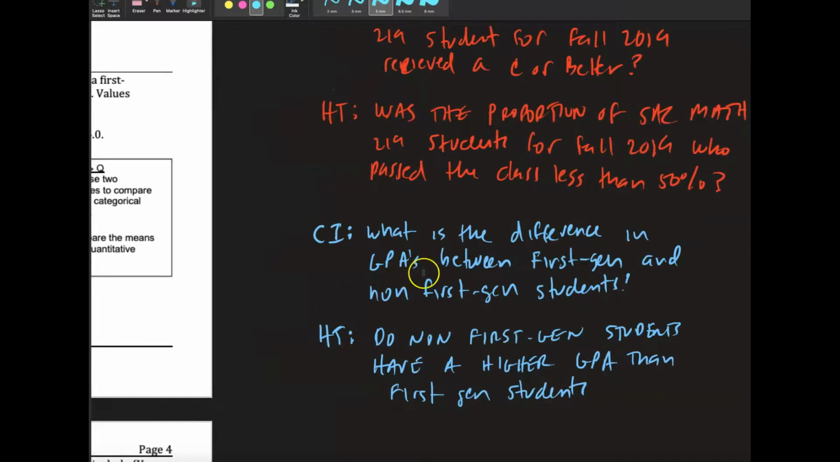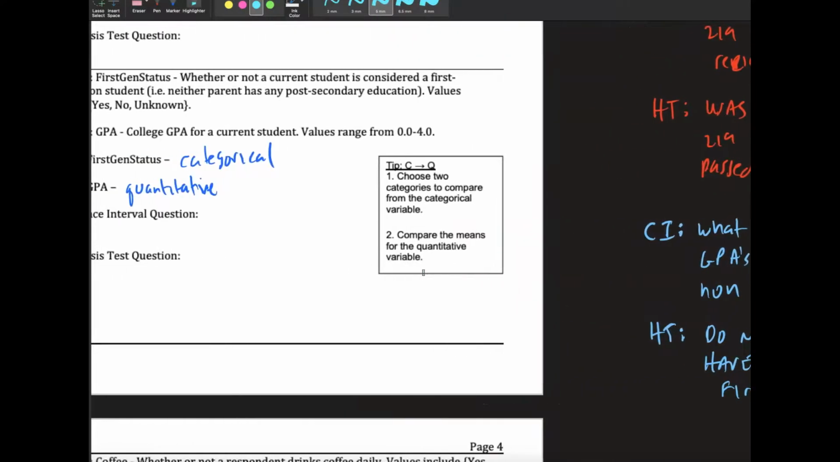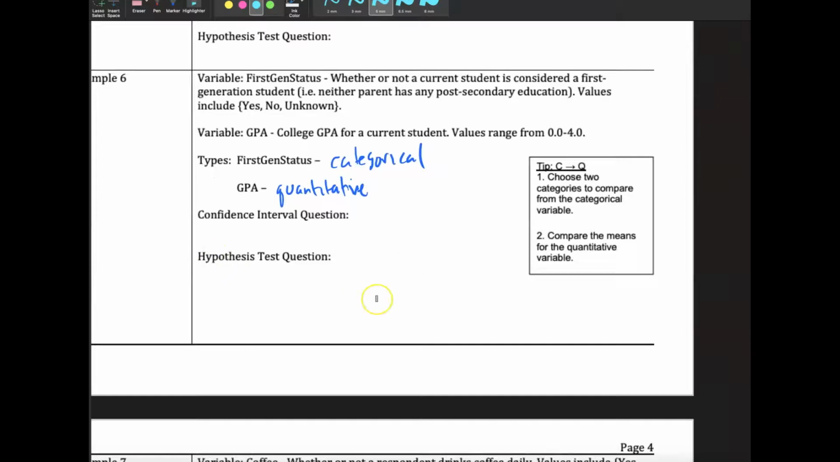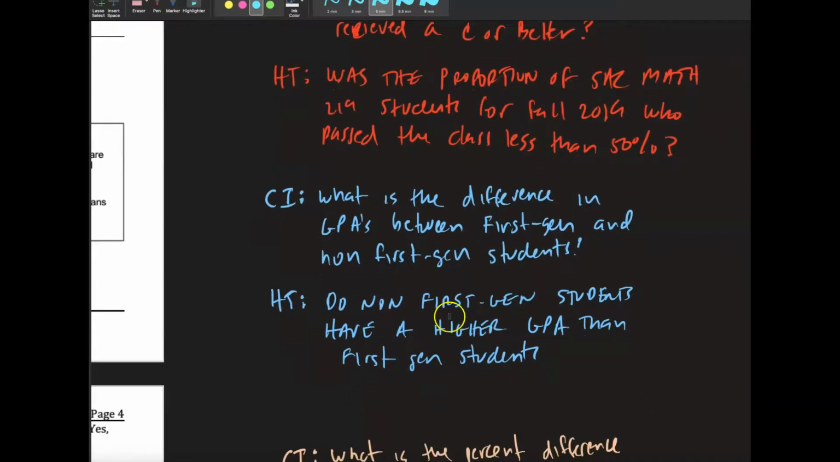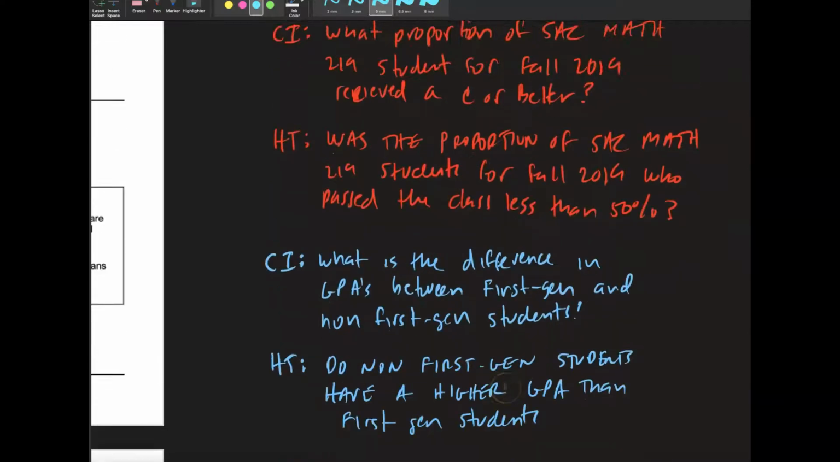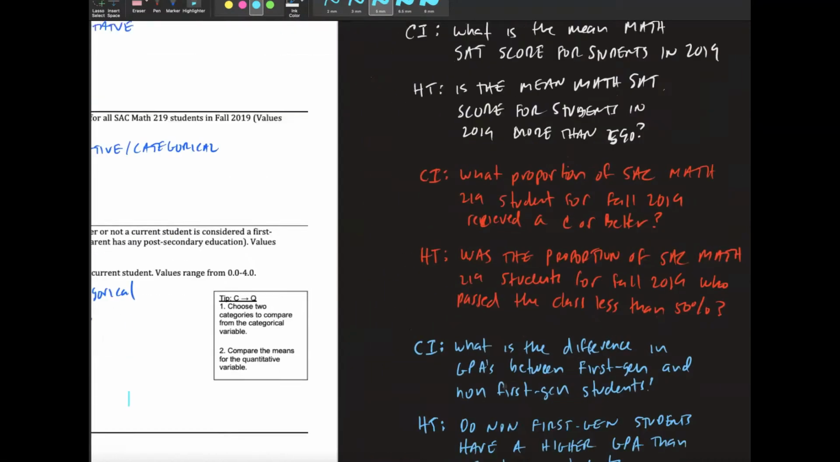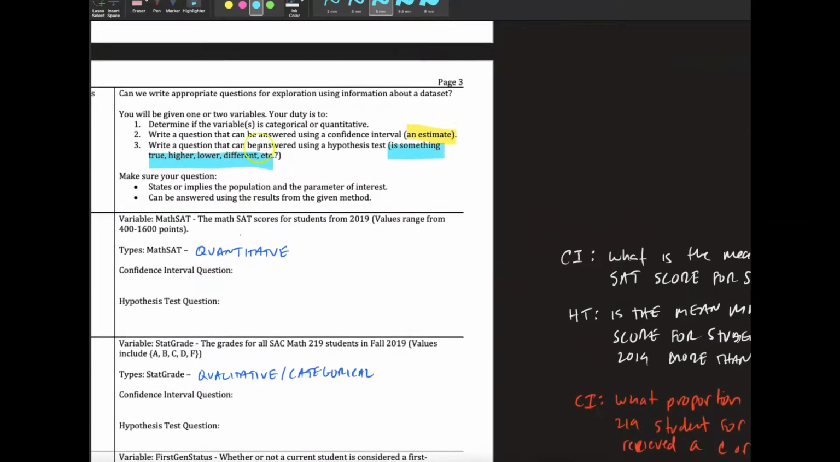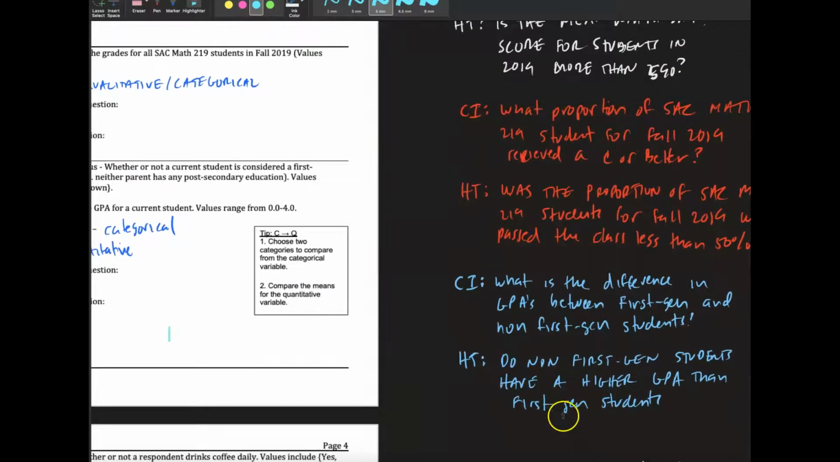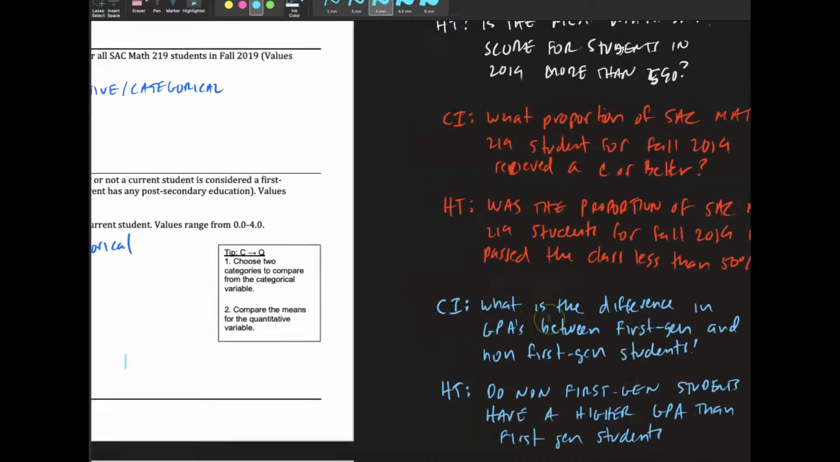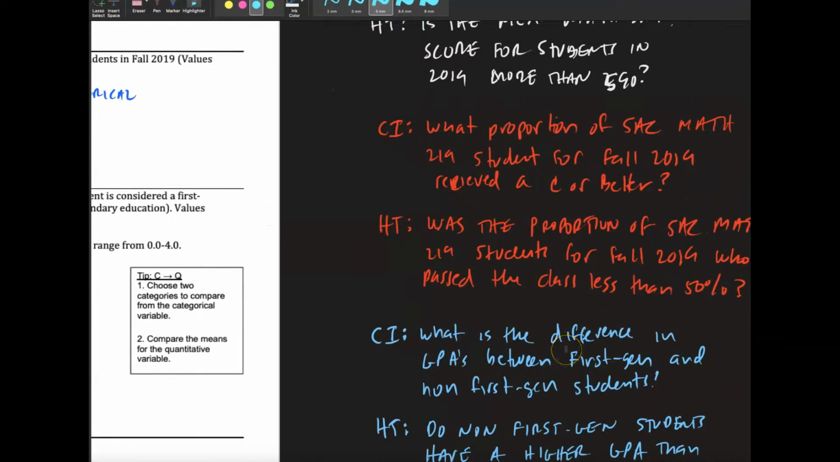That would be a confidence interval. I want to estimate the difference; it's a quantitative value. For a hypothesis test question: do non-first gen students have a higher GPA than first gen students? We're comparing them together, which comes back to whether it is higher or lower. This would be a hypothesis test, and the other would be a confidence interval. We're finding a value. Remember, a confidence interval is an estimate.